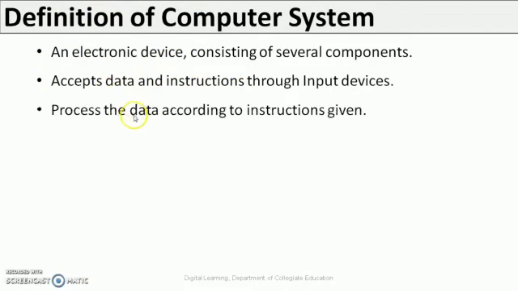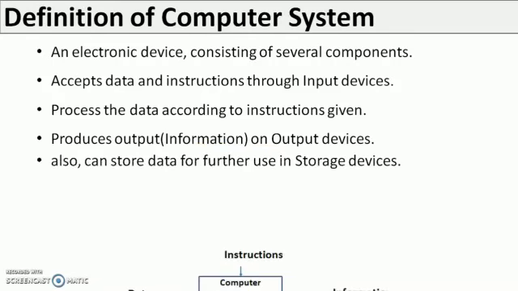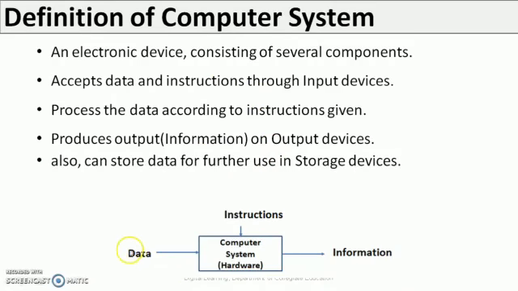Instructions are stored in memory. The data will be processed according to the instructions stored in memory. The processed data, or the result, is called information, which will be displayed on output devices. So, we give data to the computer, instructions are stored in memory, the given data will be processed according to the instructions in memory, and the result is displayed. That is called information. Information is nothing but processed data.